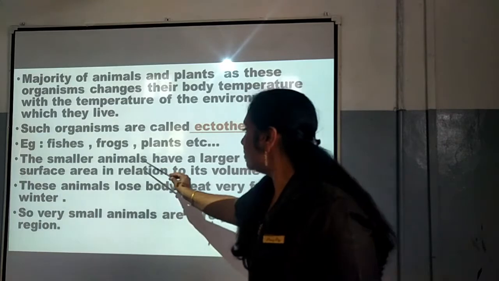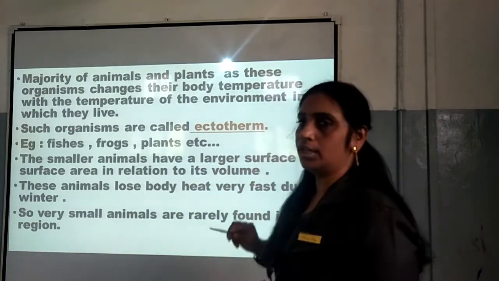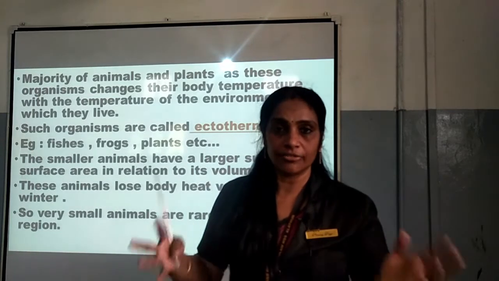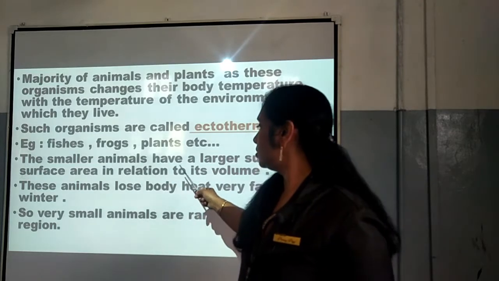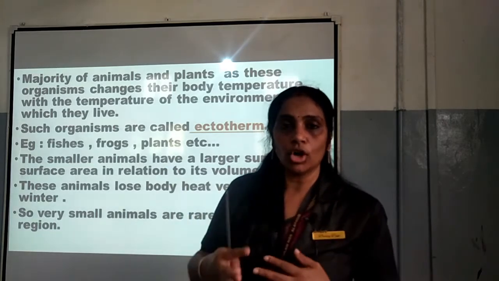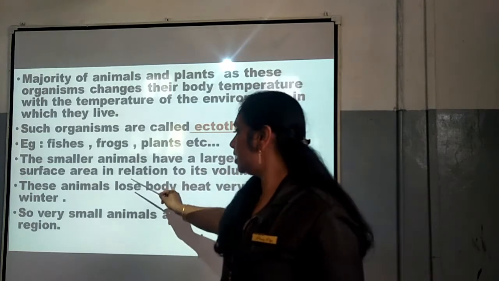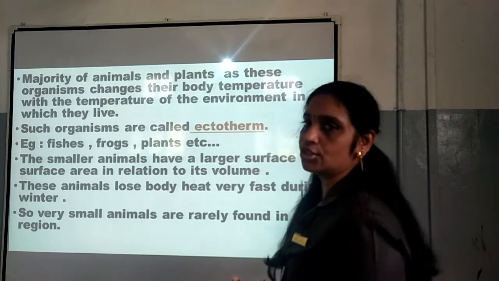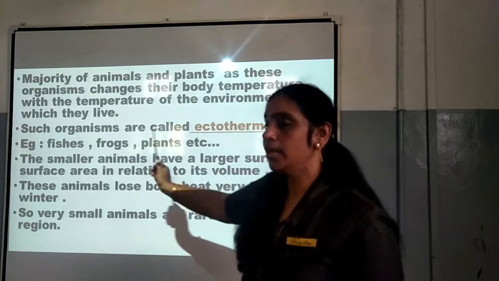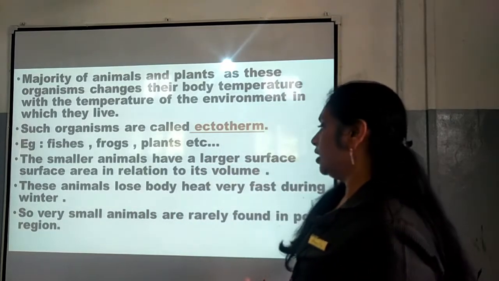The smaller animals have a large surface area in relation to their volume. We know that smaller animals have a large surface area in comparison with their volume, and these animals lose body heat very fast during winter. So, very small animals are rarely found in the polar region.